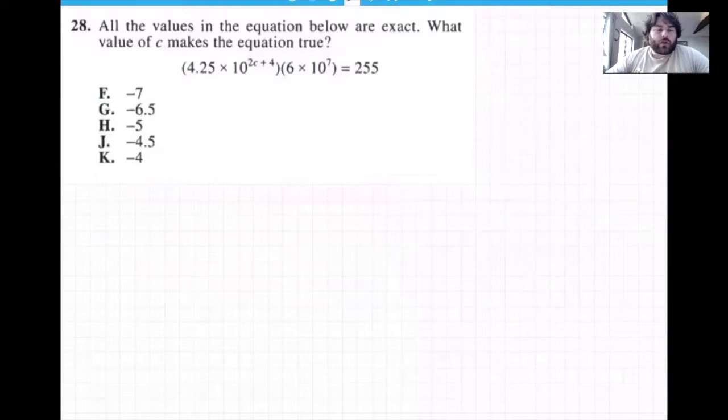Welcome back. We're on problem number 28 today. It says all the values in the equation below are exact. What value of C makes the equation true? And then it gives you this equation. So go ahead and pause your video now and work the problem.